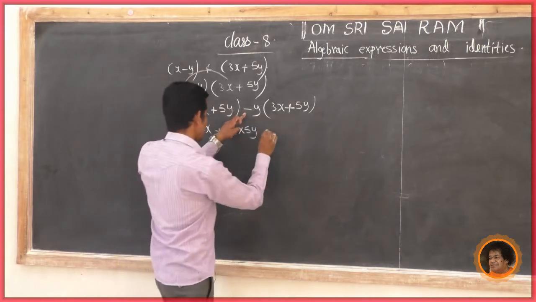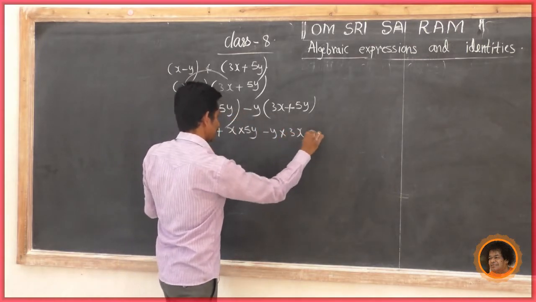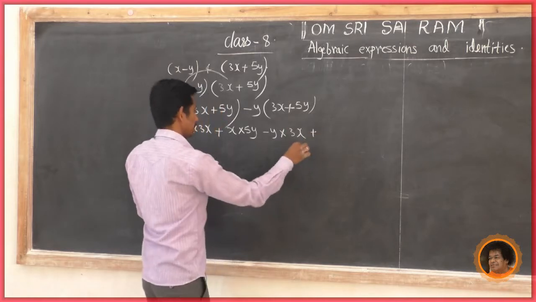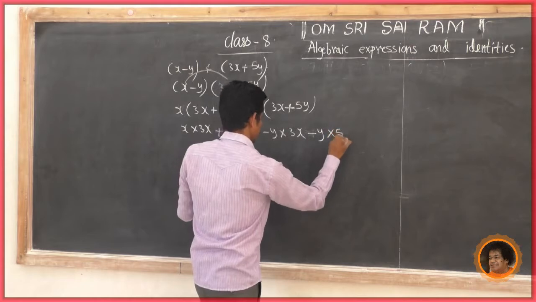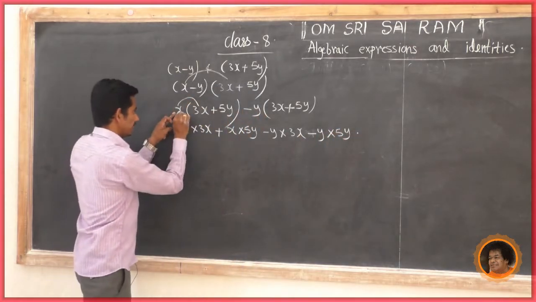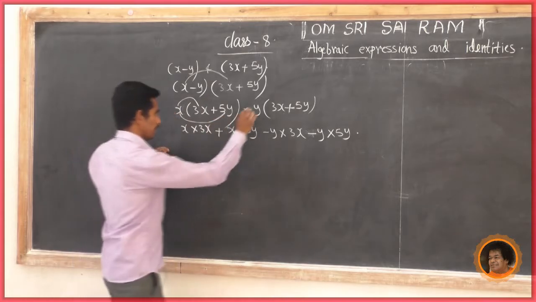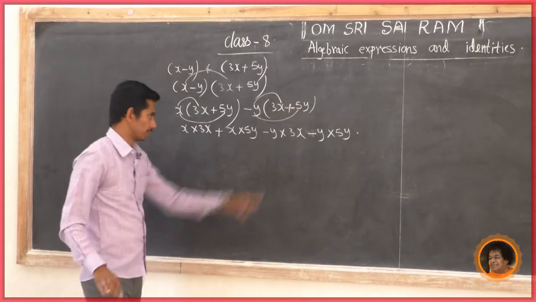Then minus y into 3x, and minus y into plus 5y. Just look at the step. This x into 3x, then this x into 5y, then minus y into 3x, then this minus y into plus 5y.